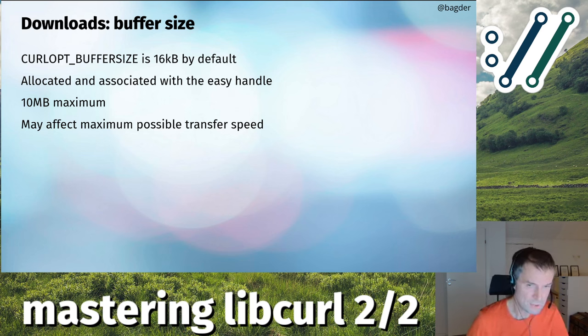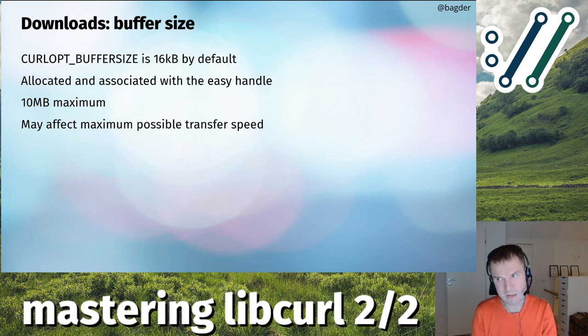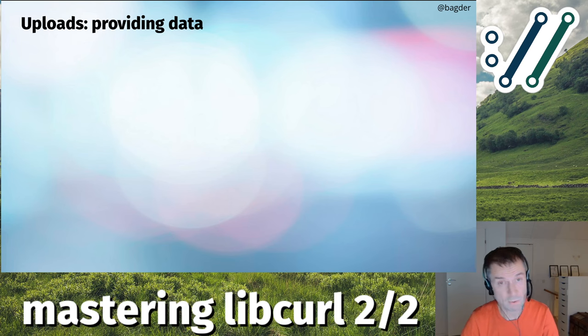But you can know that the curl tool, for example, sets a 100K download buffer by default, simply because I noticed when I did some measurements doing localhost transfers that it certainly boosted them quite a lot compared to the 16K default, but maybe it wasn't really worth bumping even more. Or maybe it is. Maybe I should do some more tests about that going forward.